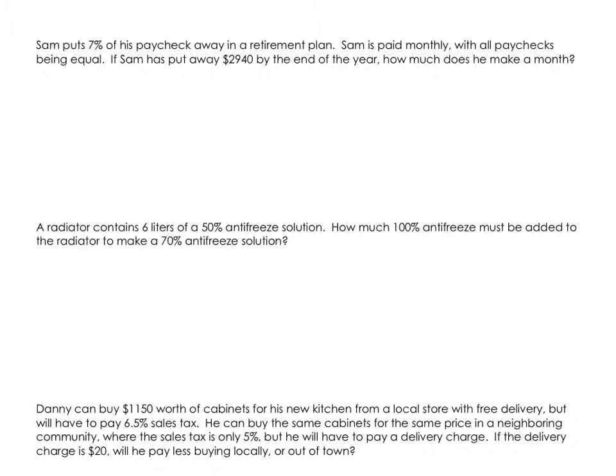Sam put 7% of his paycheck away in a retirement plan. Sam is paid monthly, with all paychecks being equal. If Sam has put away $2,940 by the end of the year, how much did he make a month?